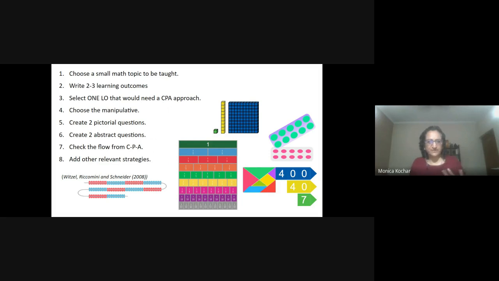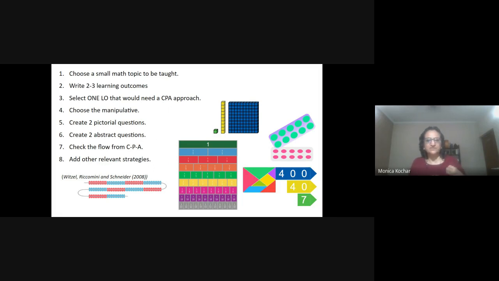using CPA. Choose a very small topic to be taught. Let's say in middle school, it's a linear equation, or in primary, it is adding two whole numbers. Write the learning outcomes. Then think, where do I need CPA approach? I don't need everywhere. Then which manipulative is best for me?